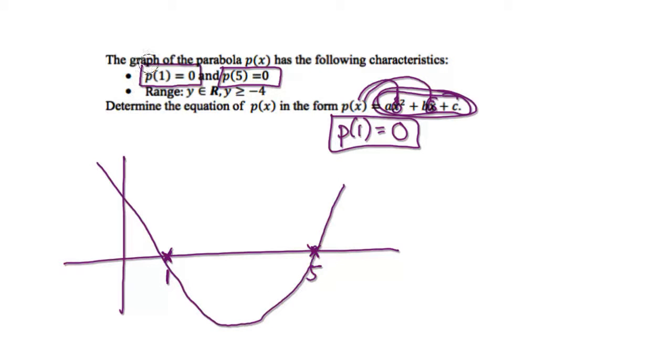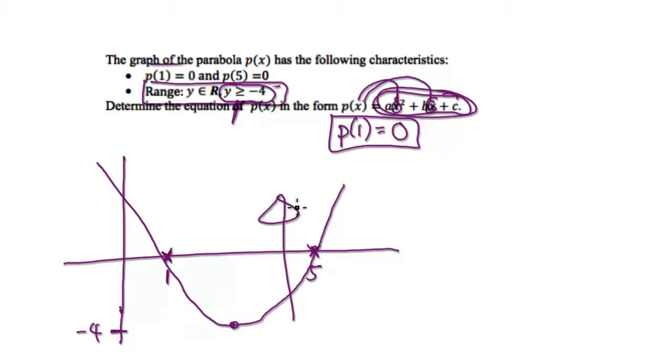And then the second statement here is saying the range is when y is equal to or greater than -4. What that means is y is always bigger or equal to -4. Everything here is always bigger than -4. So that means the lowest point is at -4. So our job is to come up with the equation for this parabola where it crosses at 1 and at 5 and the lowest point is -4.